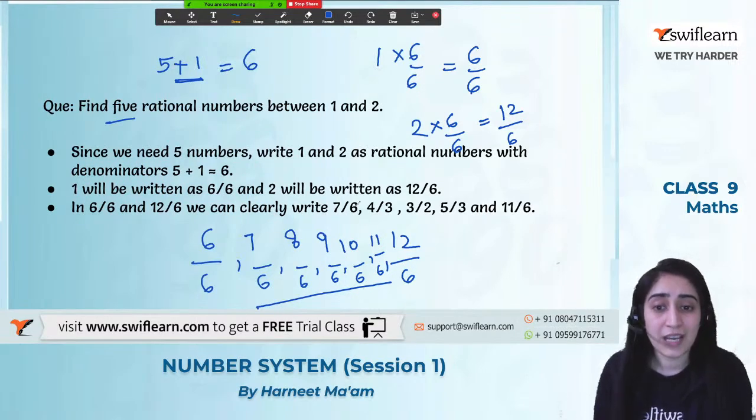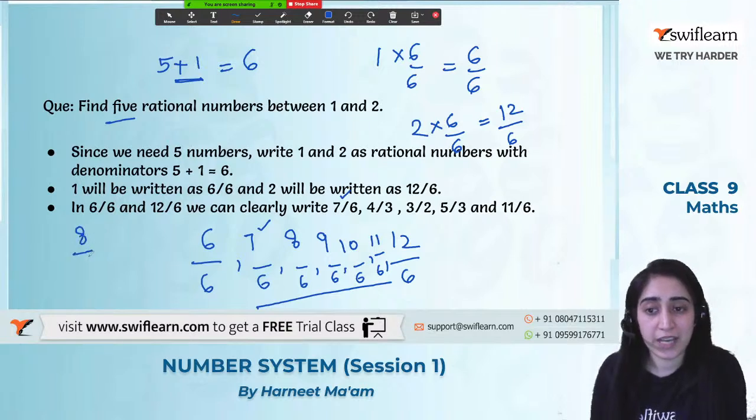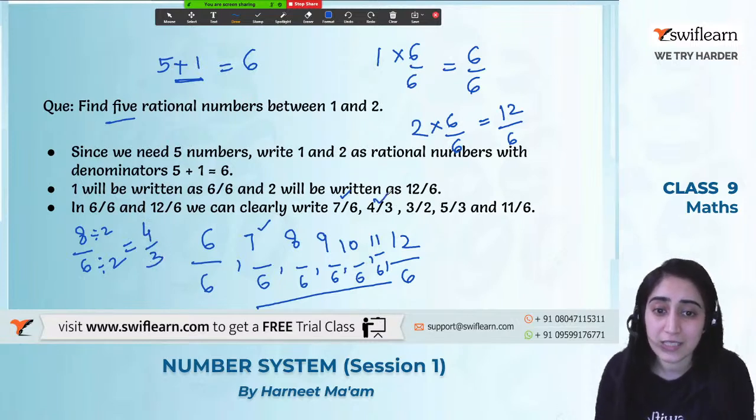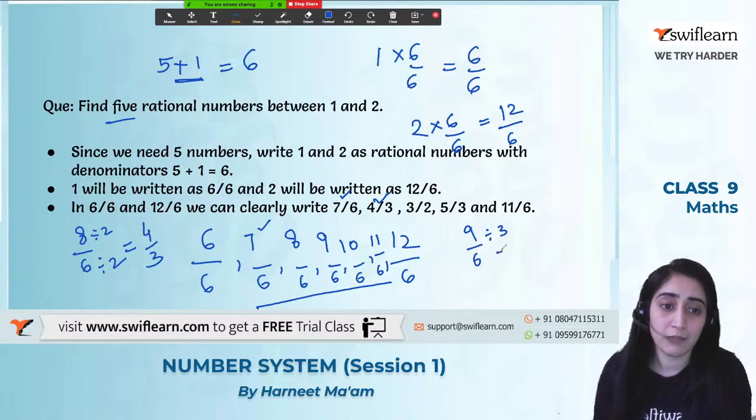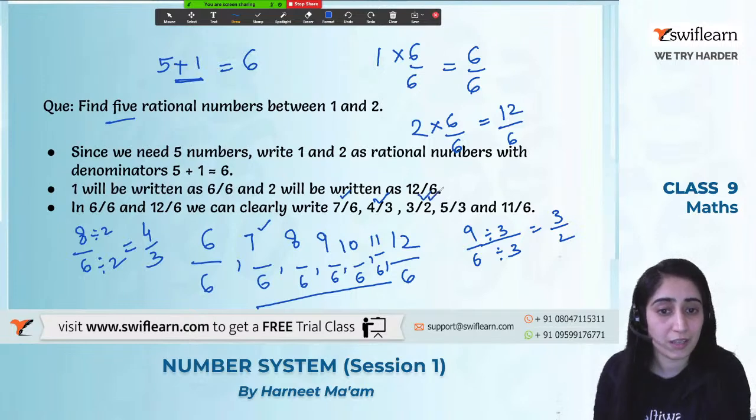Now what have they done? 7 by 6, this is clear. Coming to 8 by 6, what happens to 8 by 6? See, 8 and 6 are even numbers, so they are divisible by 2. On dividing, I get 4 by 3. This is what they are giving as the answer. Now 9 by 6. I can divide both the numbers by 3 because they come in the 3 table. That comes out to be 3 by 2. This is what they have given.